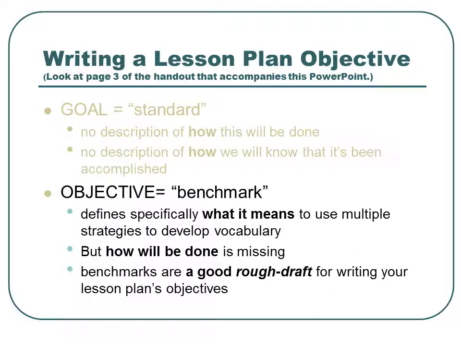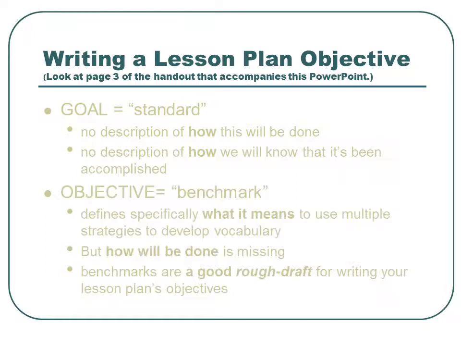In this example, you can see one language arts Sunshine State Standard for the 7th grade. This Sunshine State Standard names for us a goal for a 7th grader. The goal is the standard. The goal is that by the end of the school year, the 7th grader will know how to use multiple strategies to develop grade-appropriate vocabulary. I know this is a goal, not only because Mrs. Acevedo said that anything labeled standard is a goal, but because this statement is general. There is no description of how this will be done or how we will know that it's been accomplished.